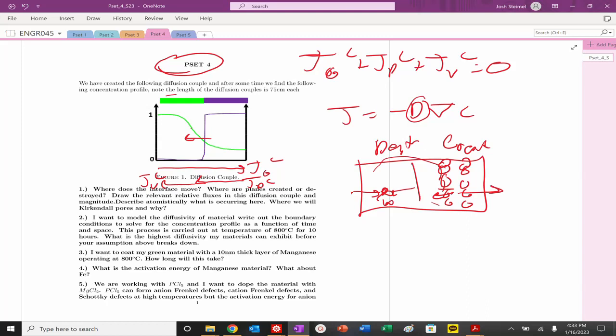Where will we have Kirkendall pores? We also know the diffusivity of green is greater than the diffusivity of purple. Perhaps this has greater solubility, perhaps it's smaller; we'll have to see. Where will pores form? If we have large enough temperatures and long enough time, right there.